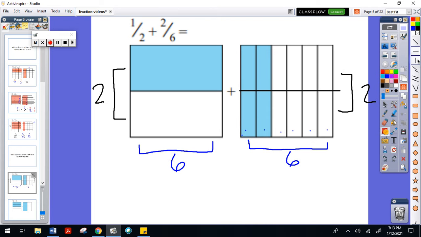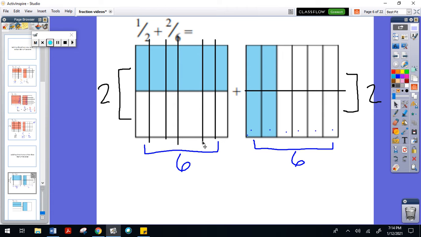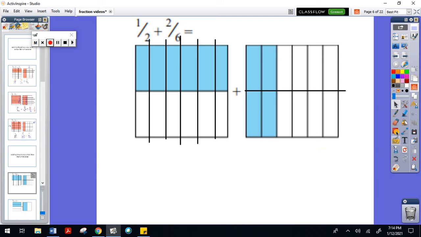So I'm going to start, and now I have halves. And then I need one more right here. Let me space them out just a little bit. And that gives me 6, because I have 1, 2, 3, 4, 5, and 6. Alright, so now this allows me to have a common denominator.